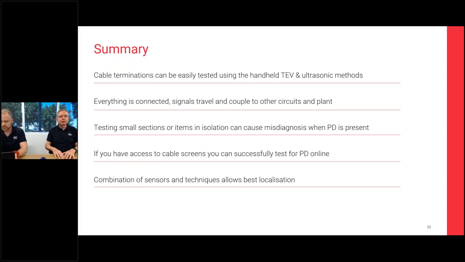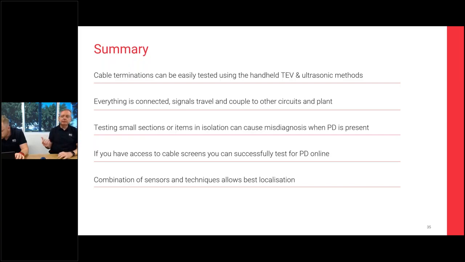Try not to test small sections or items in isolation, because it can cause misdiagnosis. So like the example Brad showed, if we just went to substation A to test substation A, we might go down the route of just replacing the terminations in sub A when it's nothing to do with that specific thing.